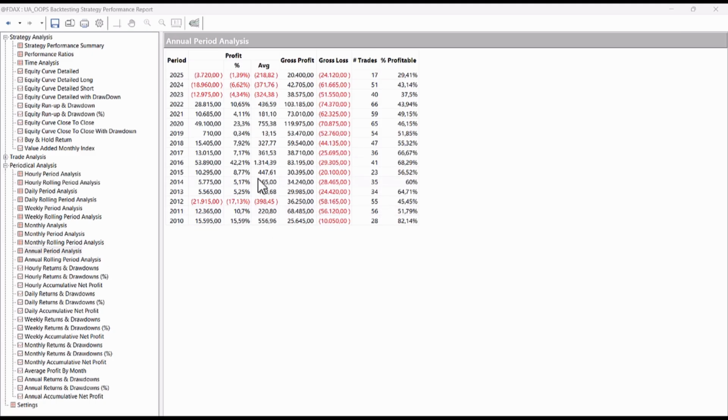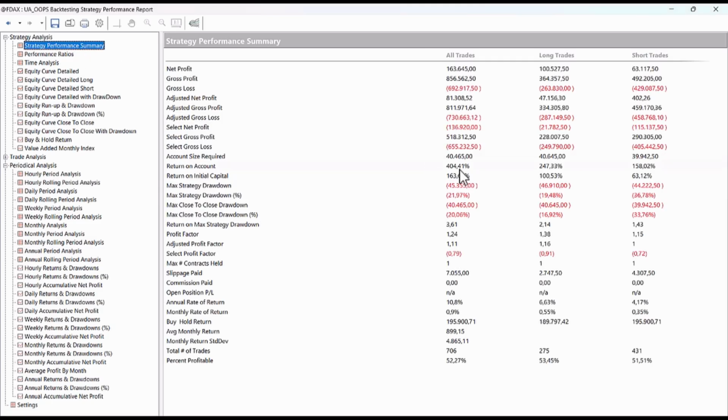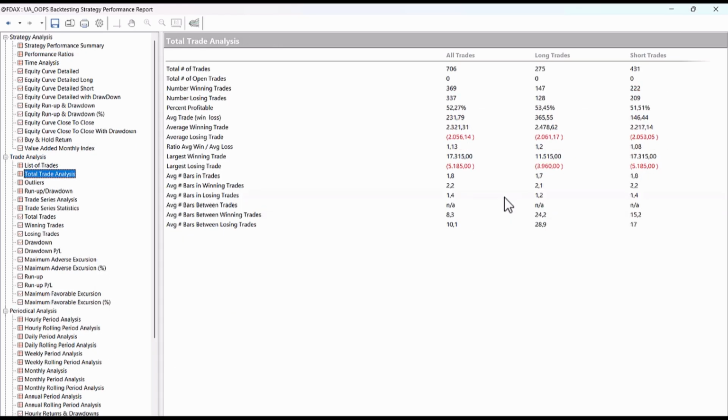Just out of curiosity, let's look at the total net profit, which stands at around 163,000 euros, with a maximum drawdown of approximately 45,000 euros. The total average trade comes in at 230 euros, and as we can see here from the average trade data, the long side appears to be clearly more effective.